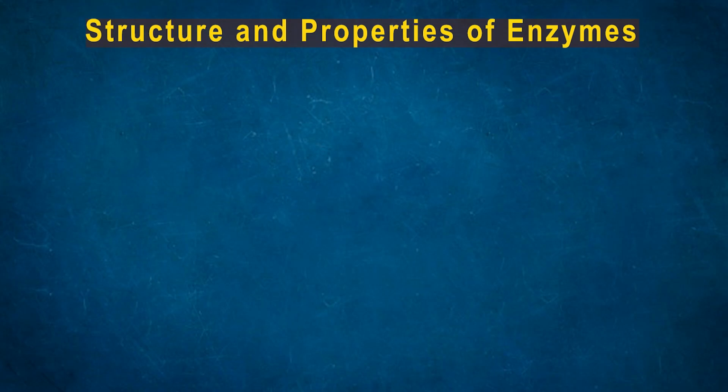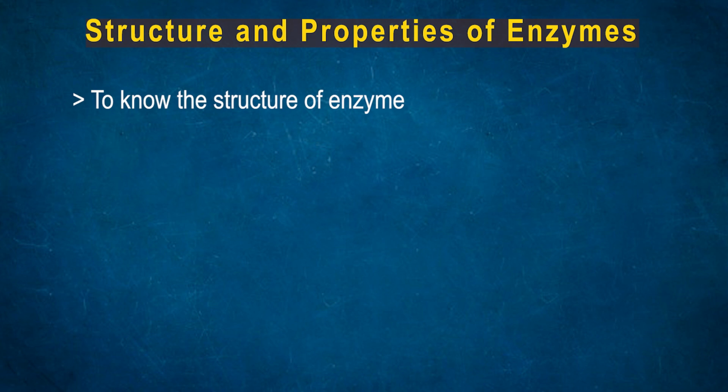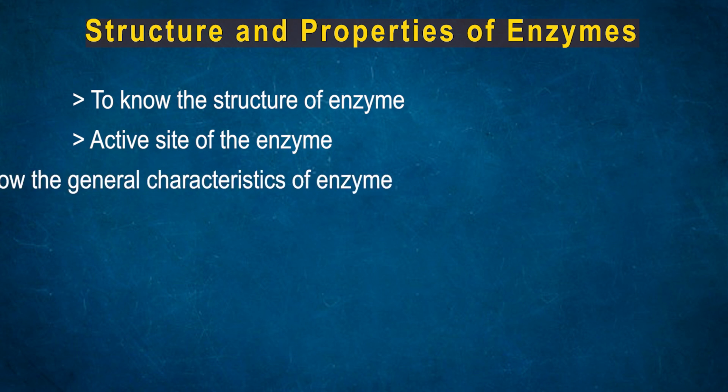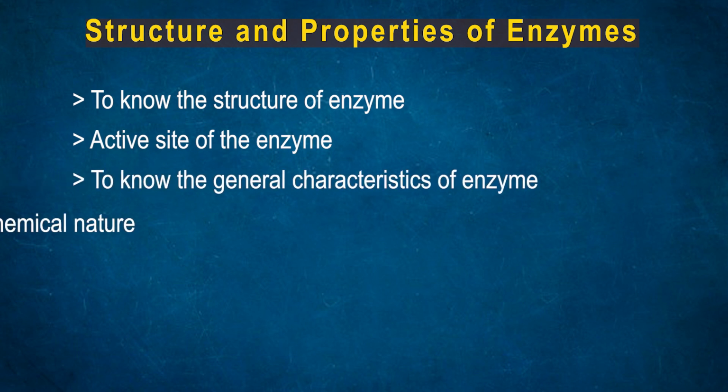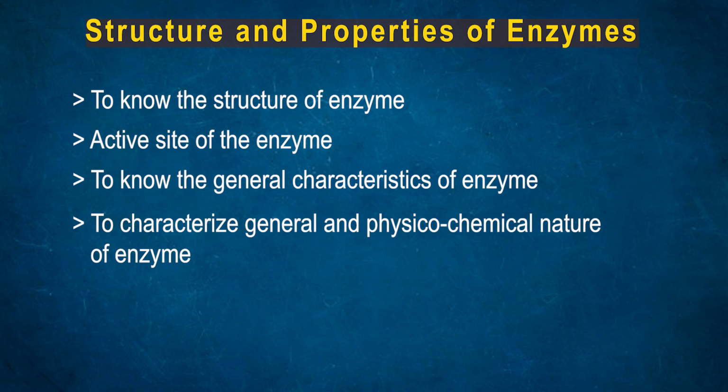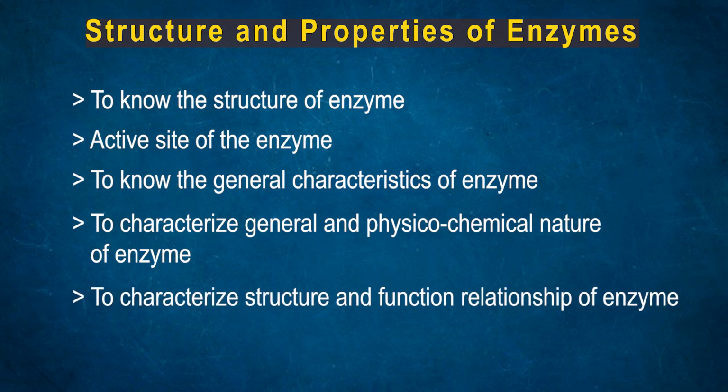Then the structure and properties of enzyme. You will get to know about the three-dimensional structure, the catalytic triad, active site of the enzymes, different models of the active site, the general characteristics of the enzyme. You will know general as well as physicochemical properties of enzyme, the colloidal nature, reaction specificity, substrate specificity of the enzyme. You will know the structure as well as function relationship of the enzyme as well as the bioinformatics concept.